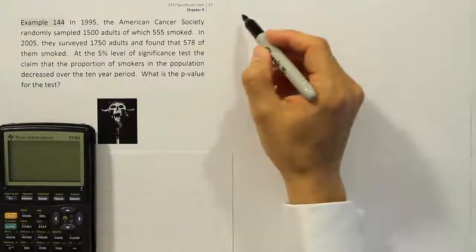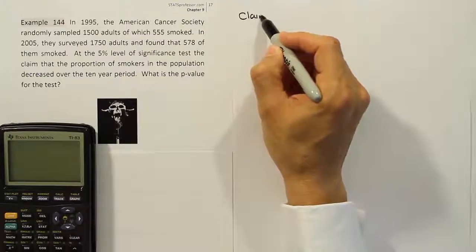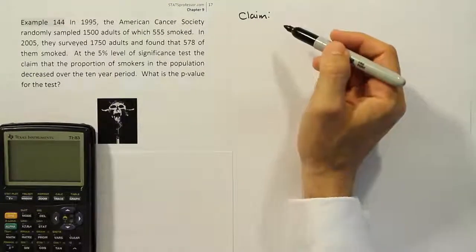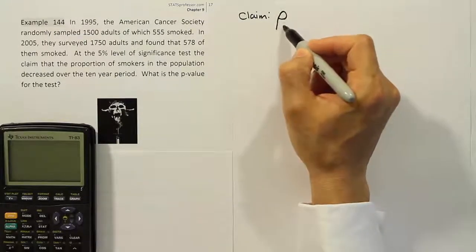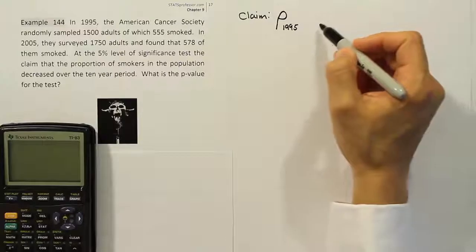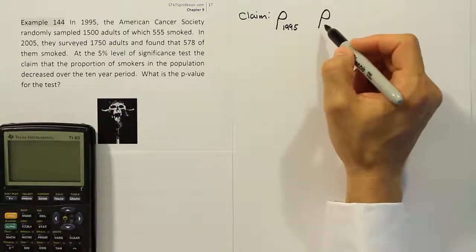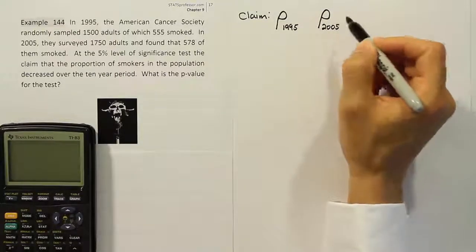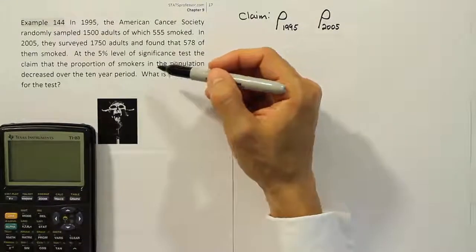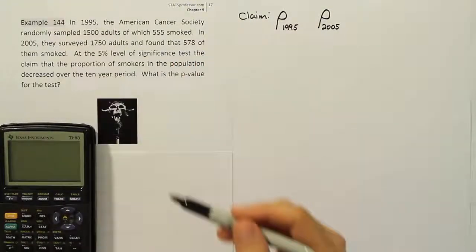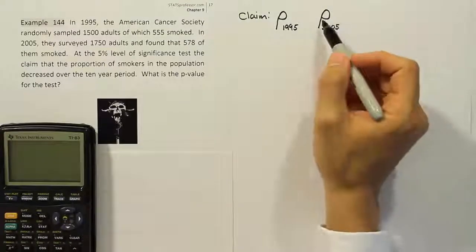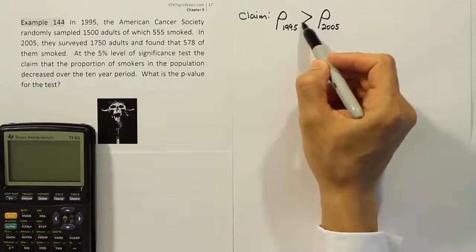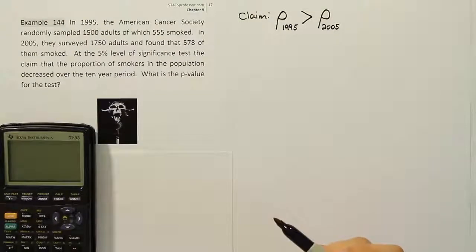So how are we going to say that claim in symbols? Well, it's a matter of comparing two proportions, right? So we have 1995 and we have 2005. So let's put the rho 1995 symbol, and then we'll use rho 2005 as the other symbol. According to the claim, it decreased over the 10-year period. So what does that mean? Would it have been higher in 95 or 2005? Well, if it's decreased over the 10-year period, it would be lower in 2005 and therefore higher in 1995. So greater than is the appropriate symbol.